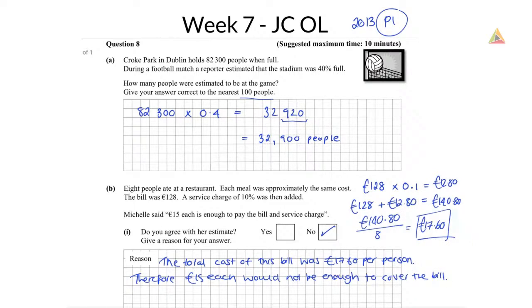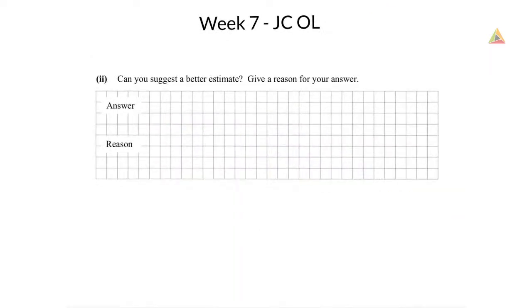Now there's a last part to that question I'm just going to put up on the next slide. So the last part of this question, it says, can you suggest a better estimate? Give a reason for your answer. So we have figured out that each person should be paying €17.60. So €17.60 is the cost per person to pay the bill.